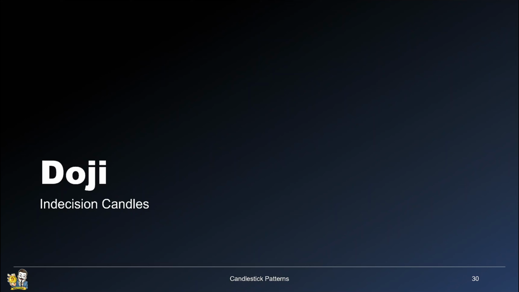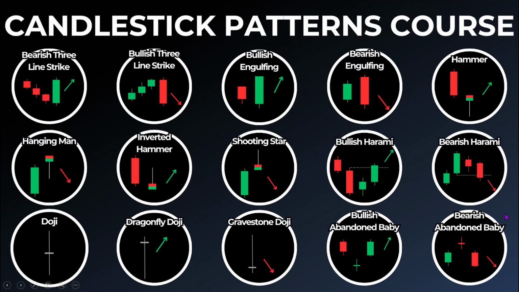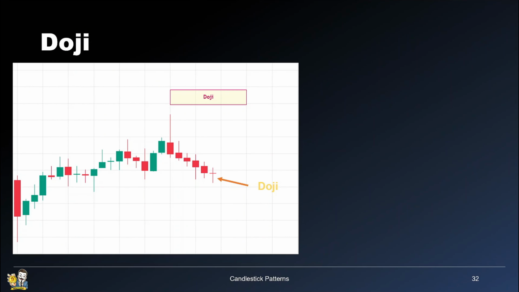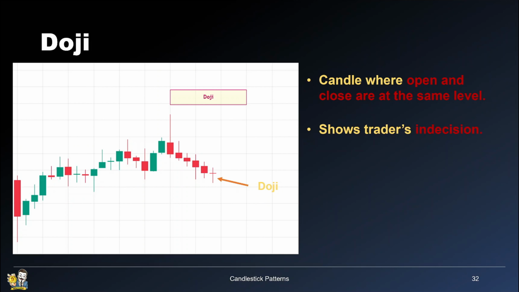Okay, now we're going to study the Doji, which is a very famous candlestick. It can indicate indecision in the market. First, the classic Doji. Looks like this. It's a candle where the open and close are at the same level. As we can see, it shows traders' indecision. If it appears at the end of a trend, it's considered a reversal candle.